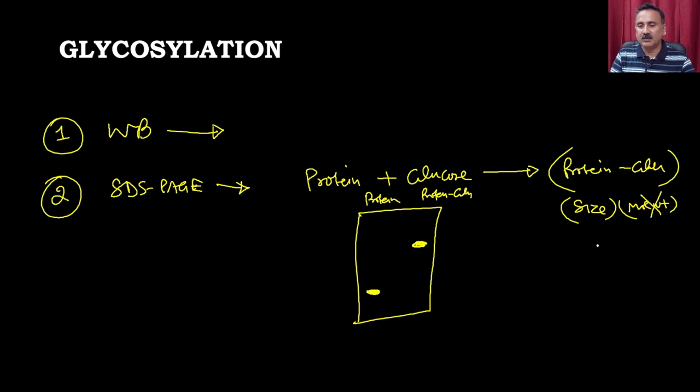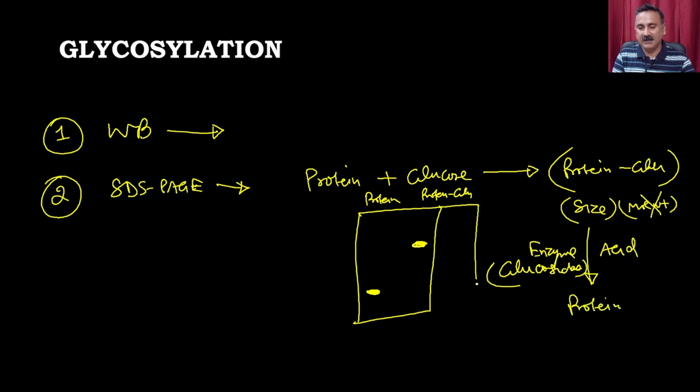What you can do is treat this with an acid, or treat it with an enzyme. There are specific enzymes like the glycosidases. If you treat it with the glycosidases, then this is going to get converted into protein. So, if I have another lane of protein, glycosylated, minus plus enzyme or acid, then this band is again going to return back to the normal band. So, this is the protein band, this is the glycosylated band, and this is the unglycosylated band. This will prove that the protein is glycosylated.